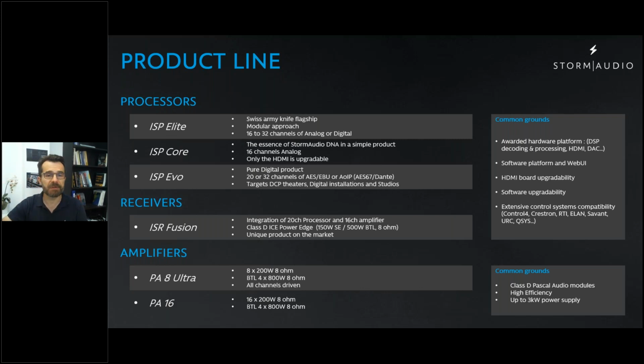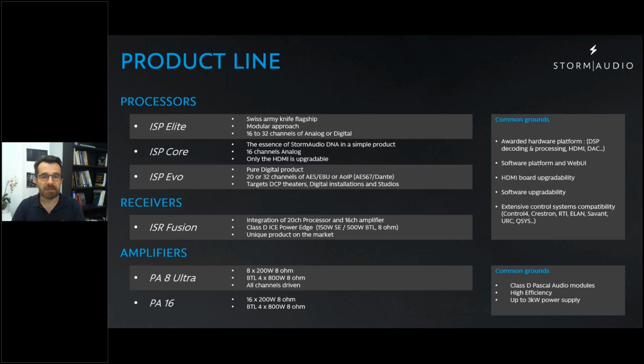Those processors and receivers are built around a single platform that is well known right now in the market for its performance, its upgradability, and its ease of use. The HDMI board is upgradable in all these different products, and we do offer extensive control systems for all of them, from Control4 to QCs and all that. So for integrators, this is very nice to integrate.